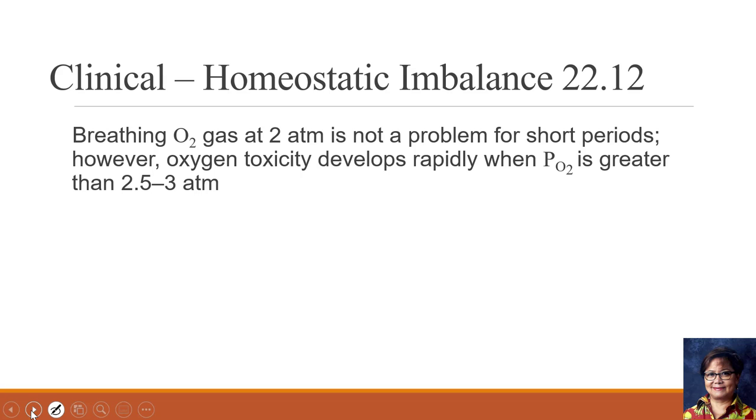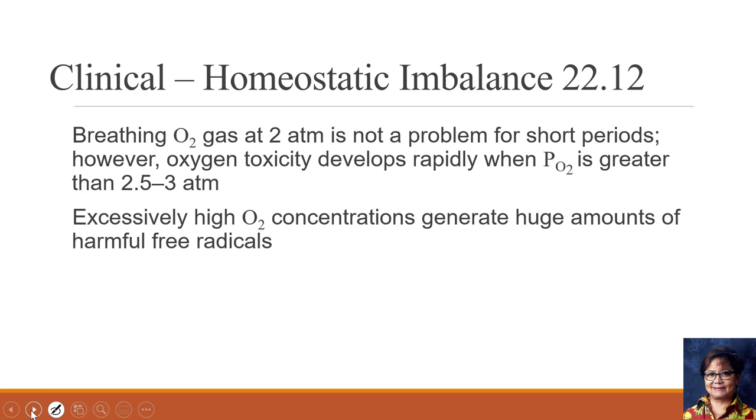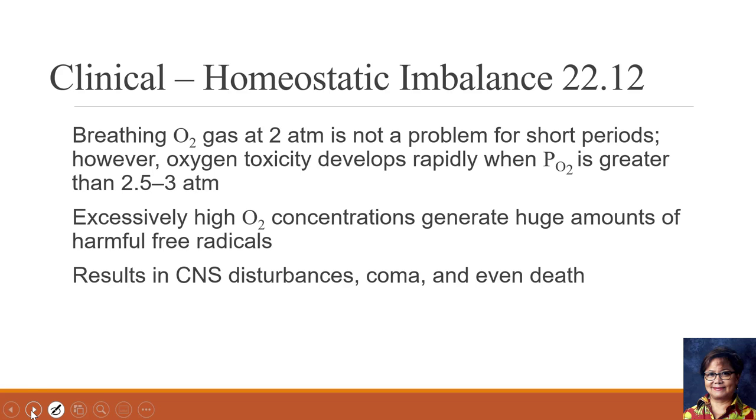Then here, breathing oxygen, just like I told you, at high atmospheric pressure, meaning you want to breathe in almost pure oxygen, we can develop toxicity to oxygen, because a lot of oxygen would generate a huge amount of free radicals. That's why we have antioxidants, because we're breathing in oxygen and we are producing free radicals with it.